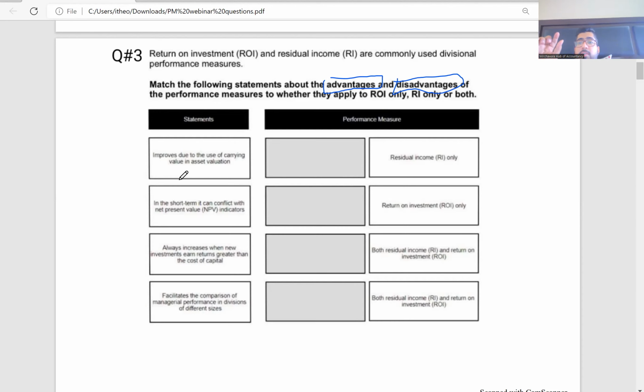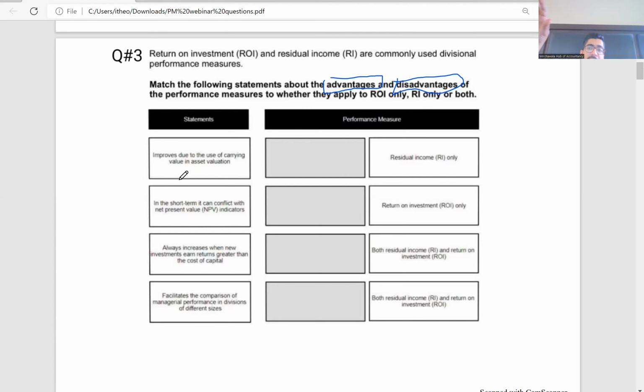So if the company is using carrying value, meaning net book value of the asset: when assets get older, the depreciation gets booked. So the net book value, the carrying value, goes down. The formula for ROI is PBIT over capital employed. When the net book value goes down, the asset value goes down, which means the capital denominator goes down. So the denominator goes down, and ROI will increase.